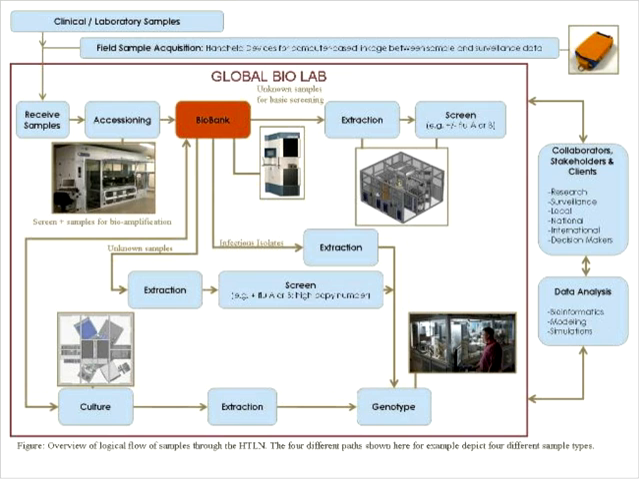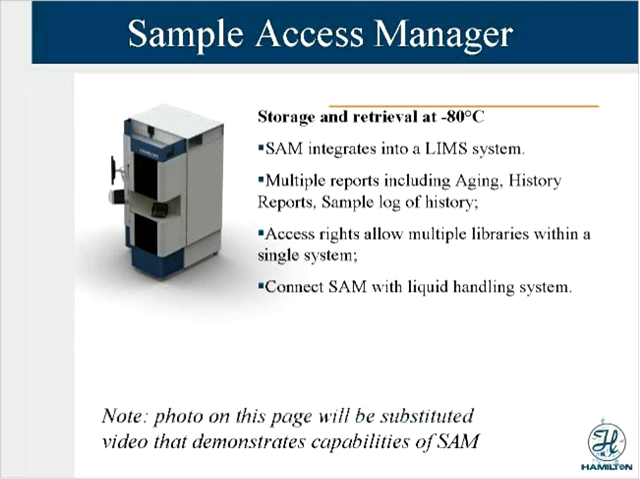The next step for a sample would most likely be to go into our biobanking or archiving system. And here we're actually quite fortunate in that Hamilton, which is a company located on the east coast of the United States, has developed an automated storage and retrieval system that operates at minus 80 degrees. This just came out onto the market. We have one of the first units.